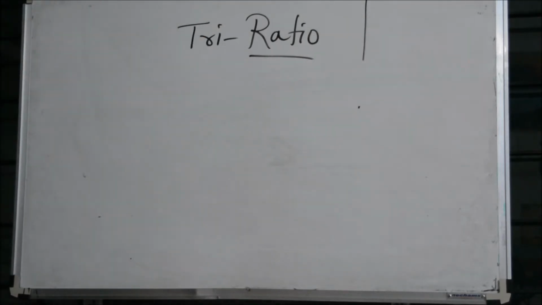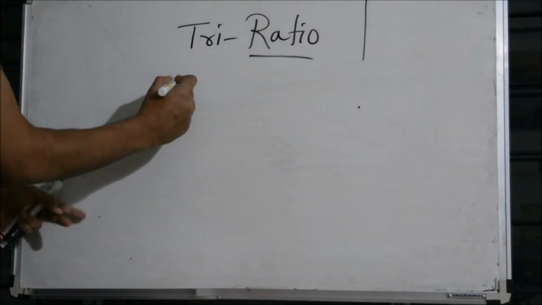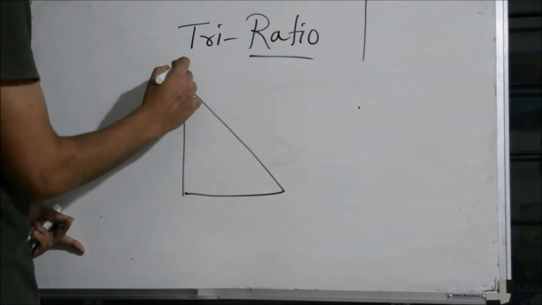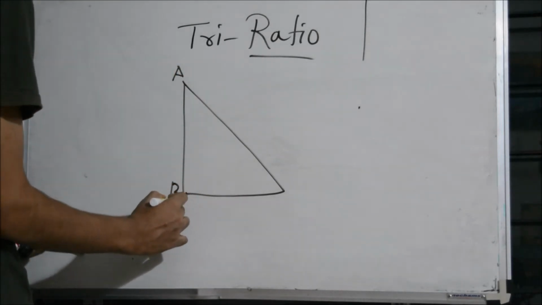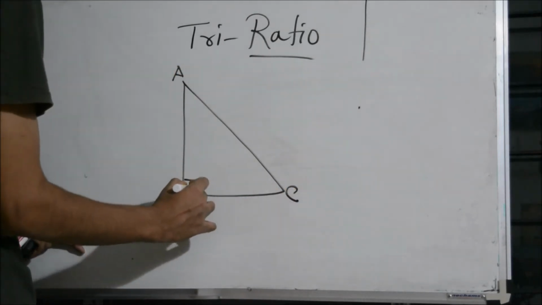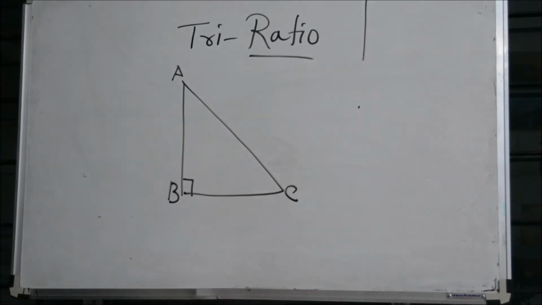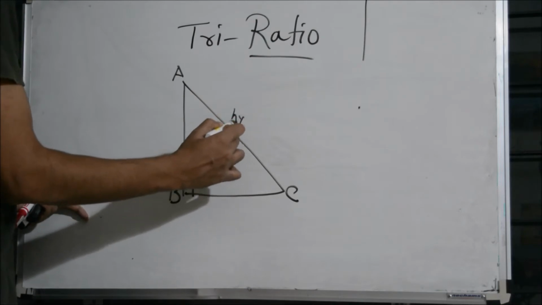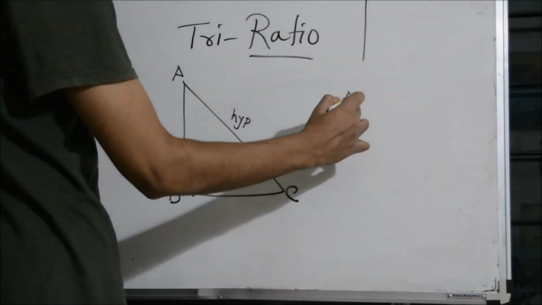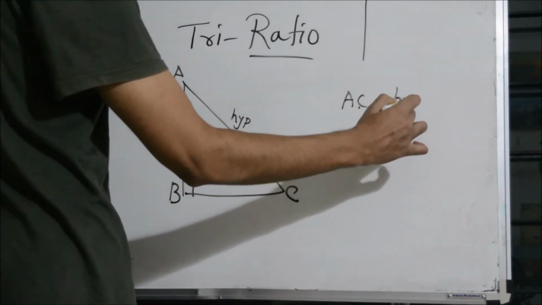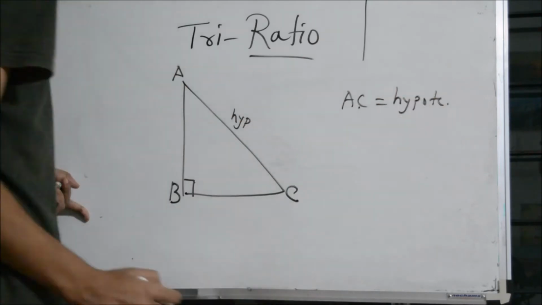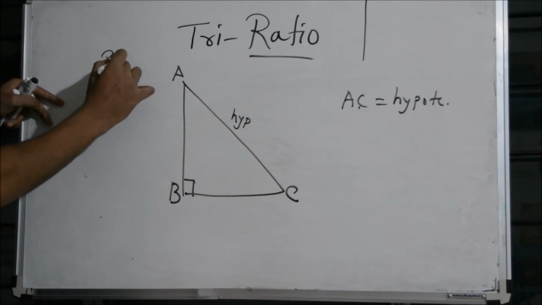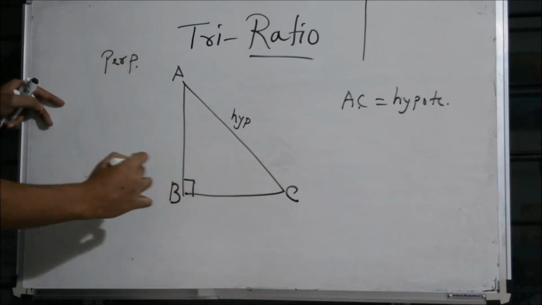Now let me give you a brief overview of a triangle. We have already studied what a triangle is. Now let's see a right angle triangle ABC, right angle at B. We know the side opposite to the right angle is known as the hypotenuse. So here AC is the hypotenuse. Here we have two more terms: one is the perpendicular and one is the base.